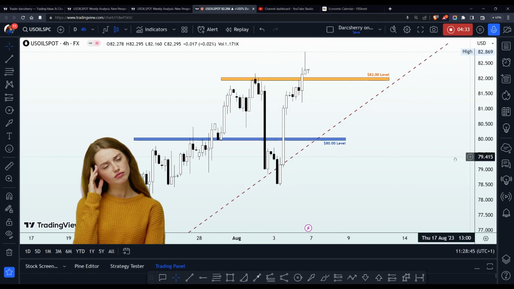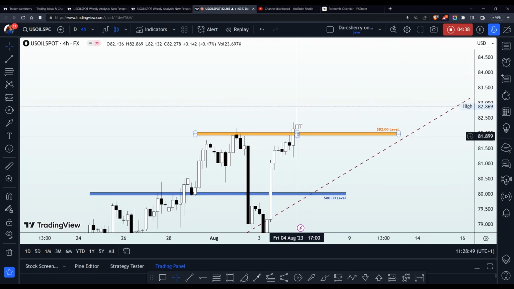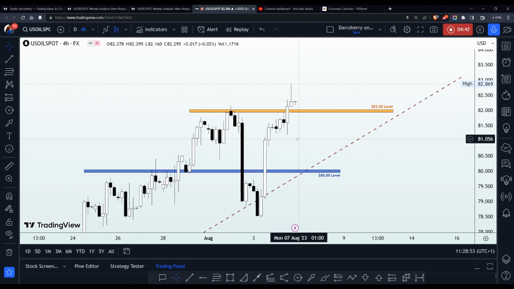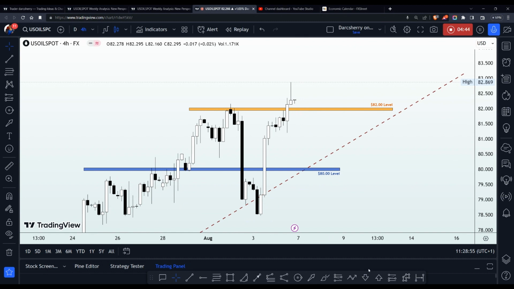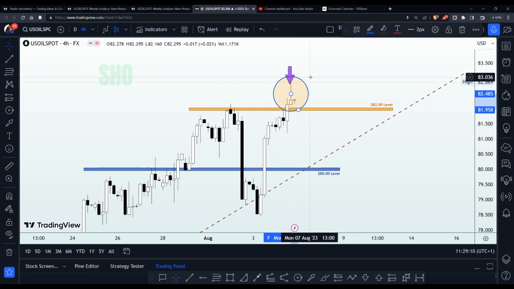So what I'm going to be doing here during the new week is to see how the market will react to the structure to determine what my next line of action will be. And one of the scenarios I'm going to be looking at is the first one here, considering this sharp rejection of that $82.90 level. As you will see, we have a shooting star candle here, which from a technical standpoint reveals the presence of sellers.